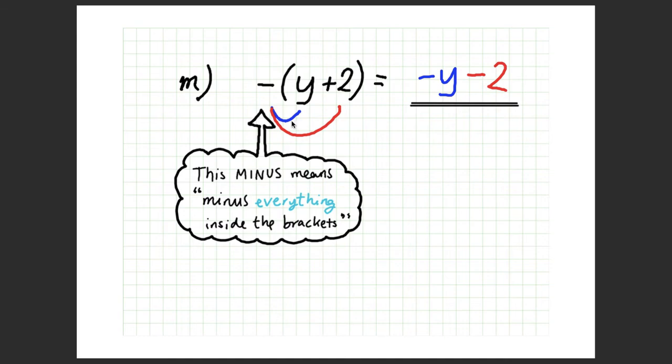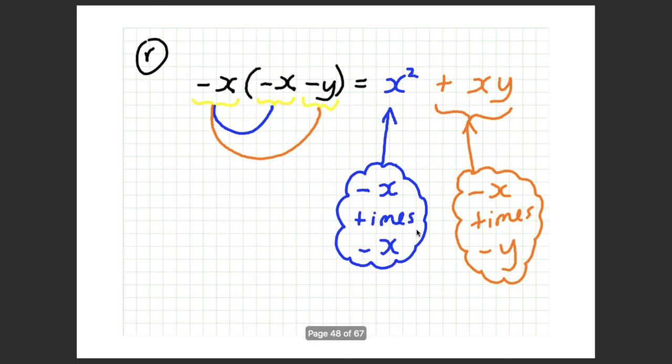And then another one that's getting trickier. So minus y plus 2. So a minus in front of the bracket. Well, it's as if it's saying times minus 1. So minus everything inside of the bracket. So minus the y gives you minus y, minus the 2 gives you minus 2. So remember, these are from the MYP4 book, and they are accordingly getting trickier.